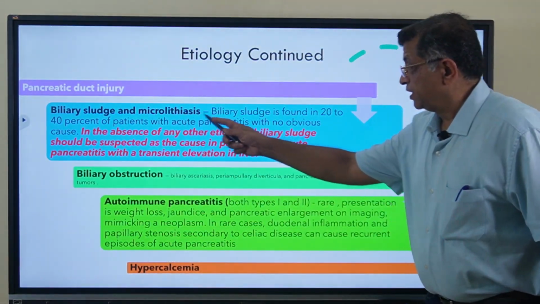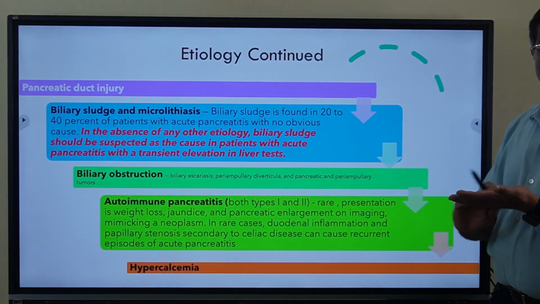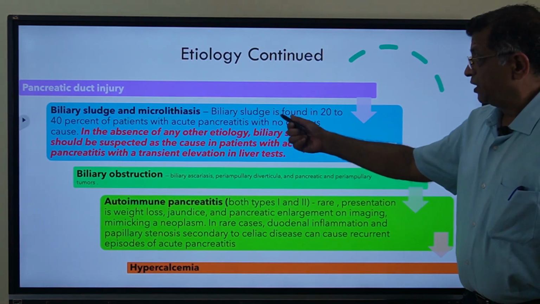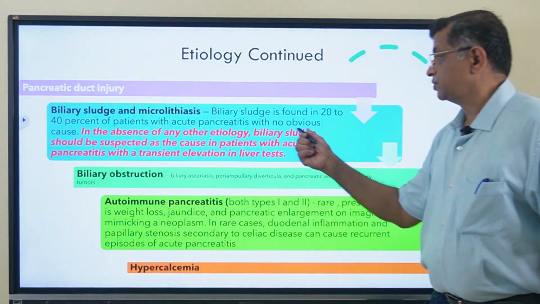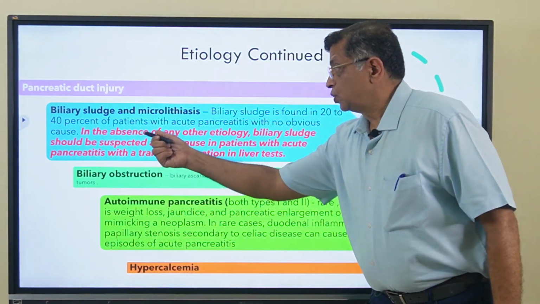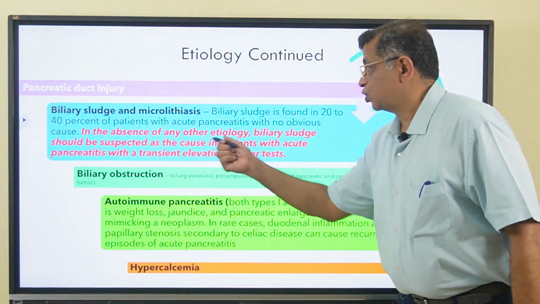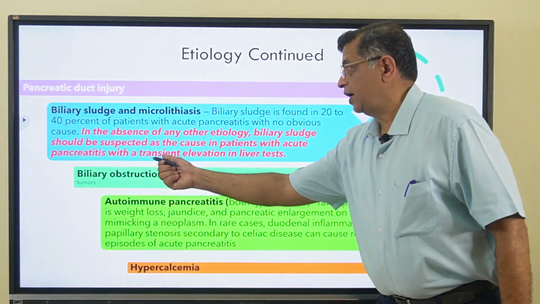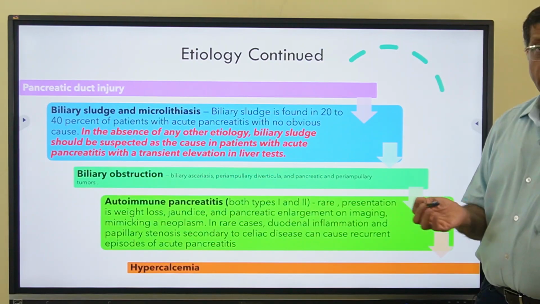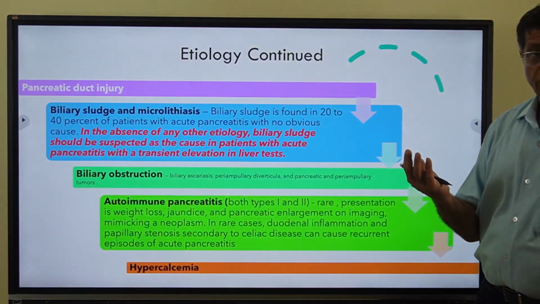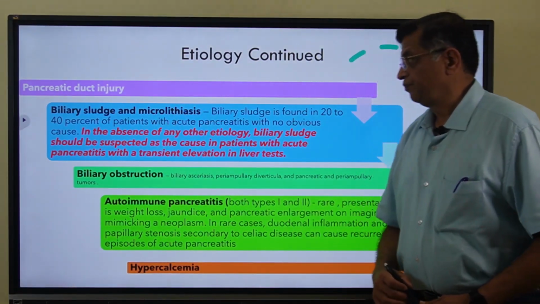Biliary sludge. Biliary sludge means there is a sand-like substance in the gallbladder, no stone per se. Biliary sludge is found in 20 to 40% of patients with acute pancreatitis with no obvious cause. So in the absence of any other etiology, biliary sludge should be suspected as a cause of acute pancreatitis with a transient elevation of liver enzymes. So if you don't find any stone but you have a transient elevation of liver enzymes with acute pancreatitis, probably biliary sludge is the cause.